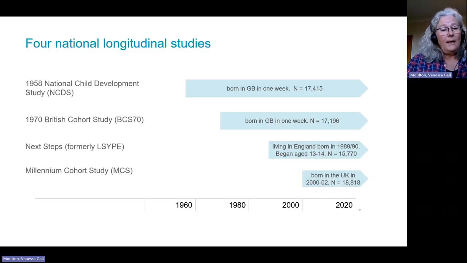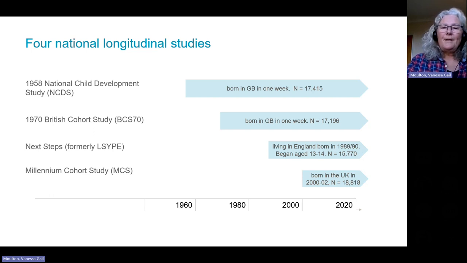So more specifically, today, the four cohorts we're looking at are the National Child Development Study, who were born in the same week in Great Britain, so that's England, Scotland and Wales, and the initial sample was 17,500. The second is the BCS70, not born in the same week as the 1958 cohort, but born in one week in 1970 in Great Britain, around 17,000 of those.